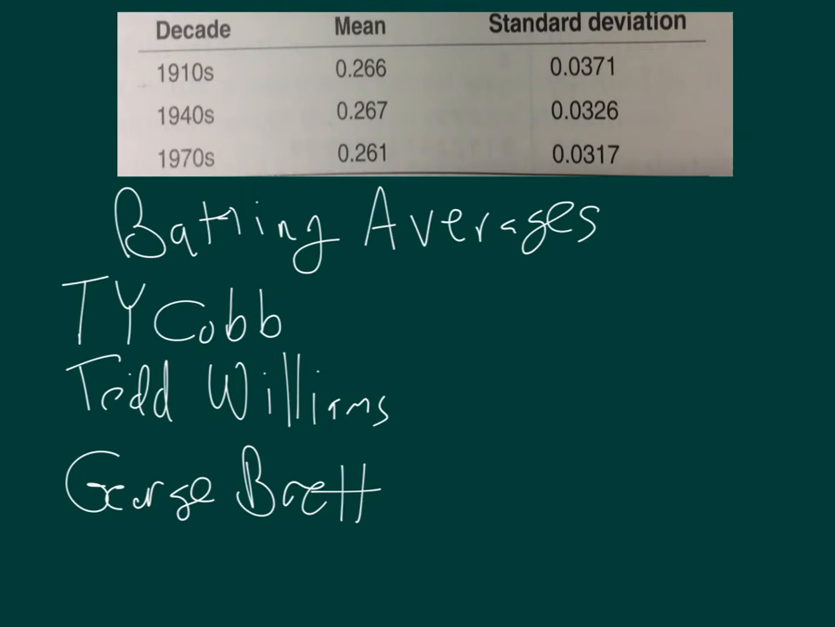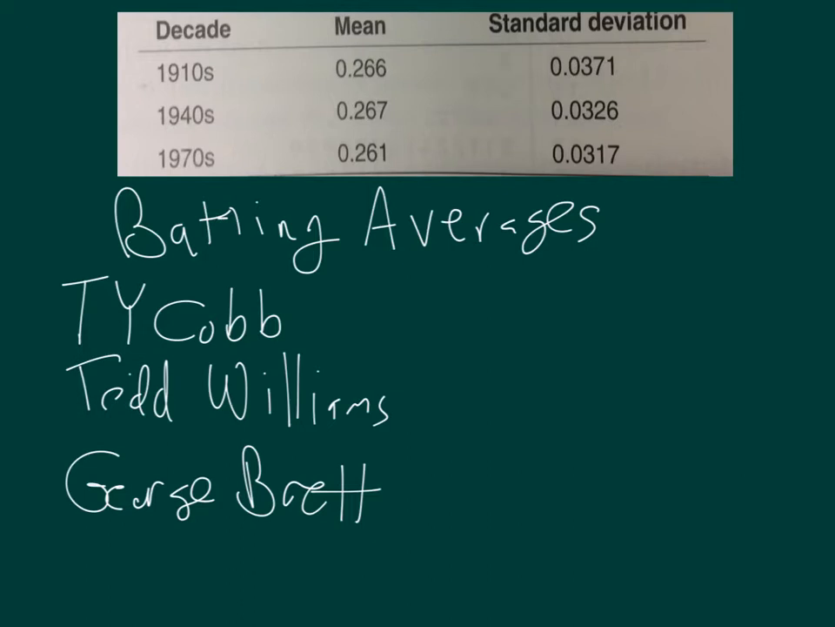So the debate wages on every year about who is the best baseball player out there. So here's some data going back a long ways of batting averages. We've got batting averages from the 1910s, 1940s, and 1970s. As we look at those, the batting average for the 1910s is .266. The average of all players from the 1940s was .267, and the average from the 1970s is .261.